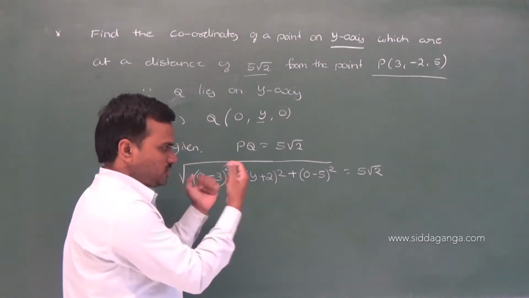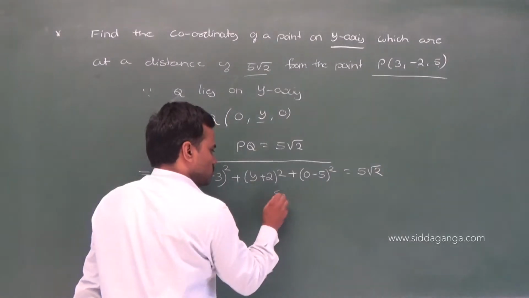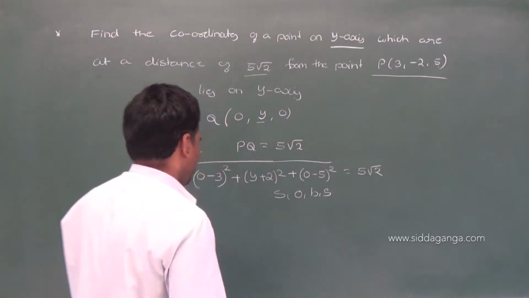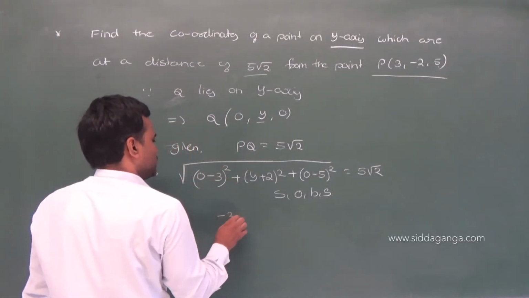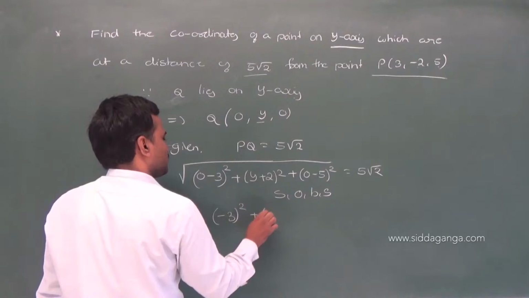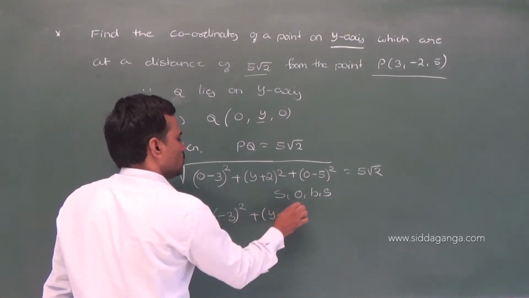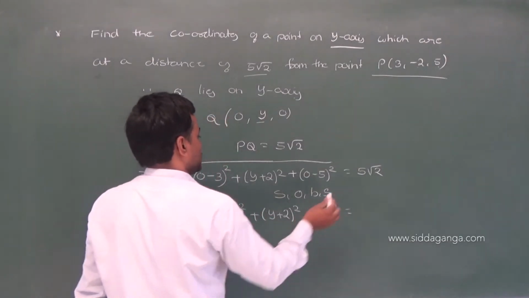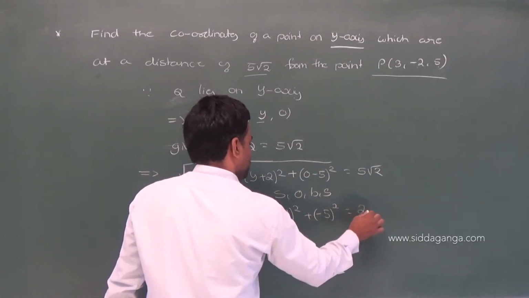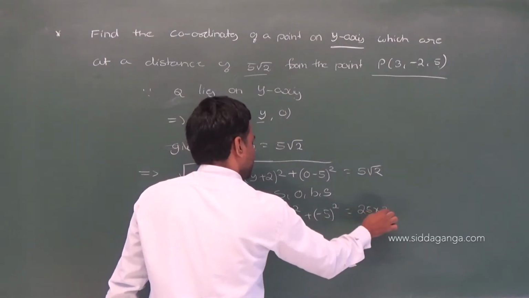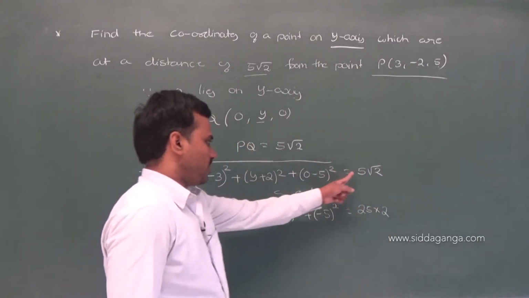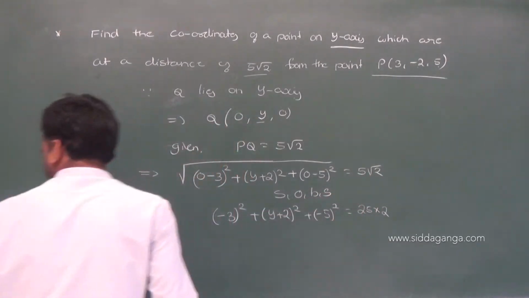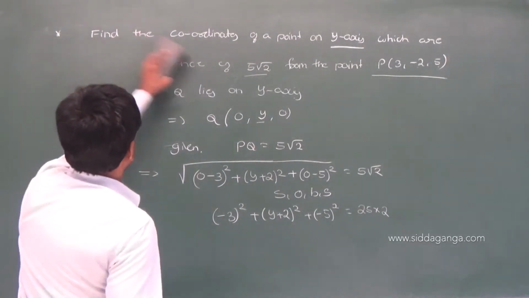So first we remove the square root. For that, what we do is square on both sides, correct? Squaring on both sides. So (0 minus 3) whole square plus (y plus 2) whole square plus (0 minus 5) whole square is equal to 5 square, which is 25, and the squares get cancelled with the square root of 2, so 25 into 2, okay. So solve this one.